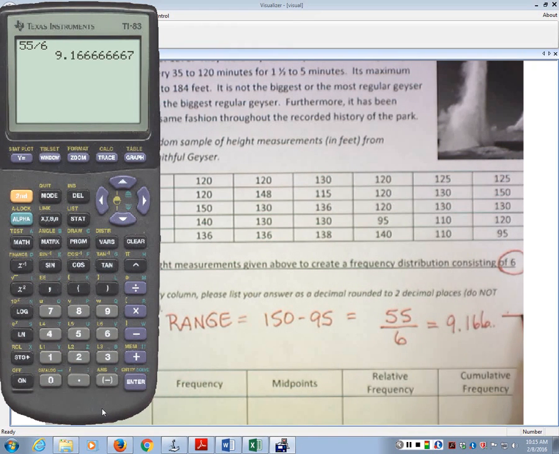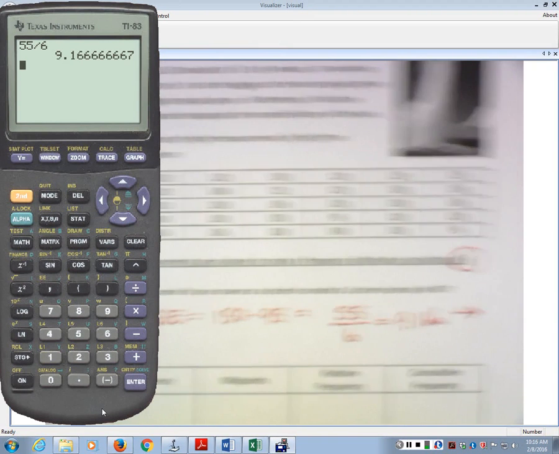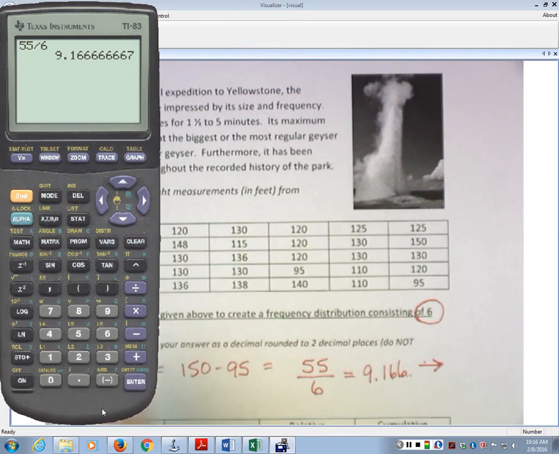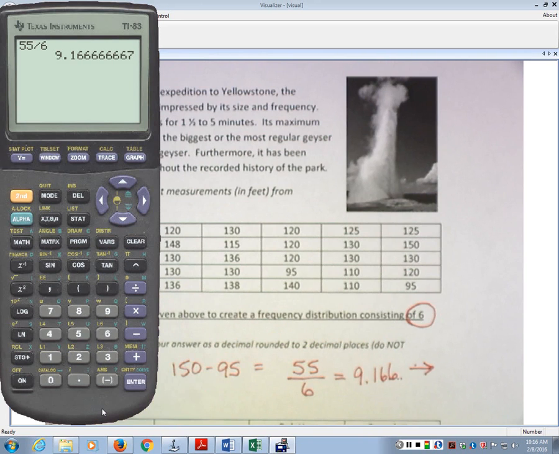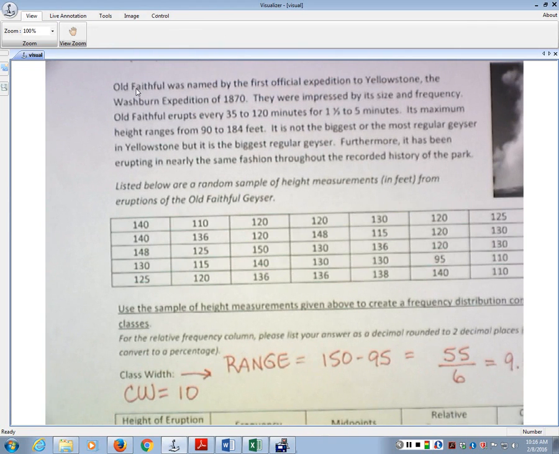But we're always going to round that up. So we're not going to call that 9.16, we're going to call it 9. Instead of calling it 9.2, we're just going to round it up to the next whole number because our data is all whole numbers. So we're going to go ahead and round this up to 10. And that makes it kind of nice because it's easier to figure out our increments here. So the class width is going to be 10.